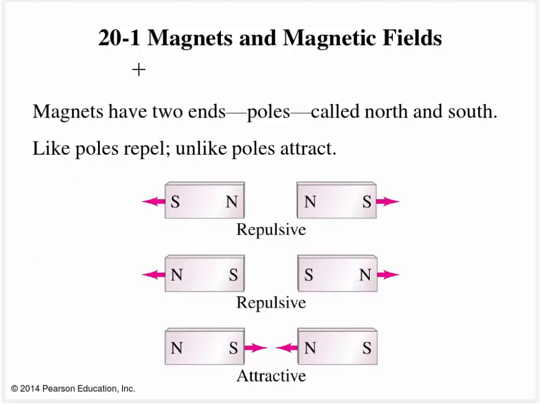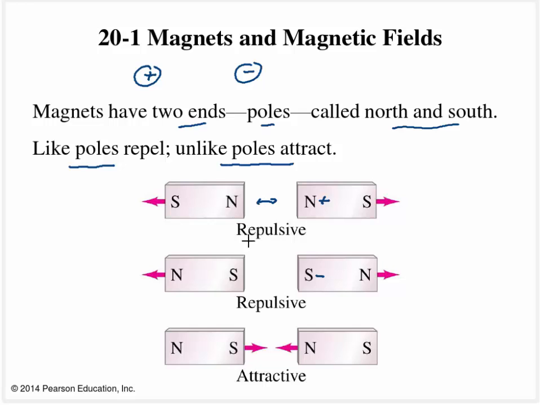Now when we talked about electric charge a couple of lectures ago, we said, hey, we can have a positive charge and we can have a negative charge, and like charges are going to repel and unlike charges are going to attract. The same is going to be true for magnets. Magnets are going to have two ends. We're going to call these poles, north and south. Very typically the north is called positive and the south is called negative, and like poles are going to repel and unlike poles are going to attract.